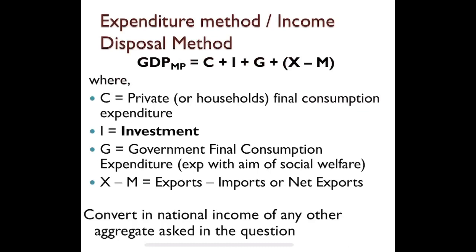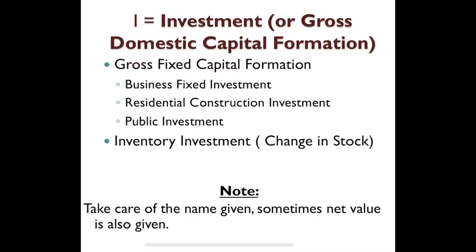Exports minus imports are net exports. Let's talk about each thing separately. Consumption expenditure, whatever is being consumed by the households, is consumption expenditure. I is investment or gross domestic capital formation. Please understand this, this is very important.